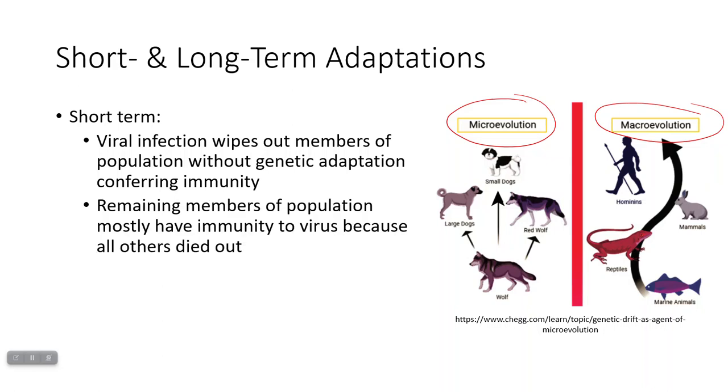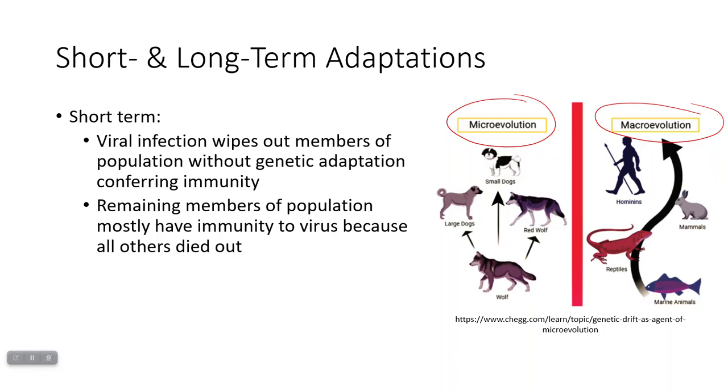But any members of the population that don't have this genetic trait and are not immune to the virus will end up dying out. Eventually, after a couple of generations, the genetic traits of this population will change so that the immunity gene becomes more widespread in the population, because everybody who didn't have that immunity gene ended up dying out. That's an example of microevolution, a small scale change on a small time scale. That's a short term change.